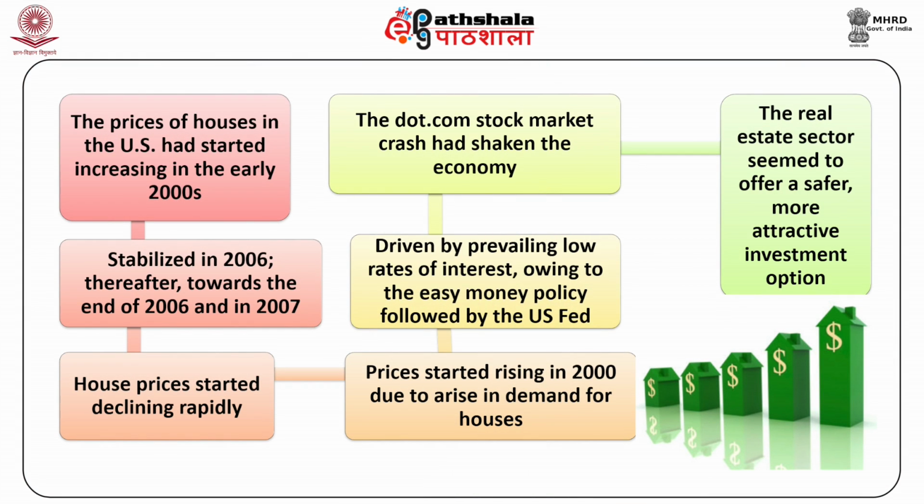The prices of houses in the US had started increasing in the early 2000s and then stabilized in 2006. Thereafter, towards the end of 2006 and in 2007, house prices started declining rapidly. Let us try to analyze why housing prices behaved in this manner. The prices started rising in 2000 due to a rise in demand for houses. This increase in demand was partly driven by prevailing low rates of interest owing to the easy money policy followed by US Federal Reserve Chief Alan Greenspan. The low rates made housing loans attractive as mortgage rates were low.